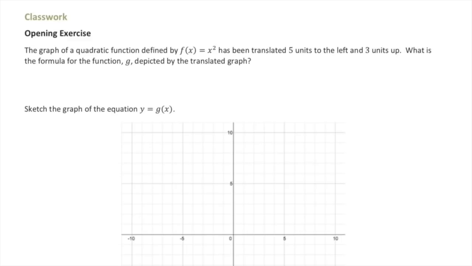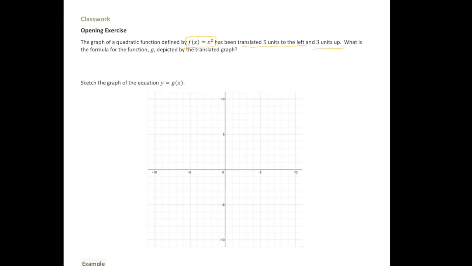In lesson 20, we're going to continue to look at transformations and we're going to focus on stretches. So let's look at this particular example. We have the parent function that is x squared and it has been translated 5 units to the left and 3 units up. What is the formula for the function g depicted by the translated graph?